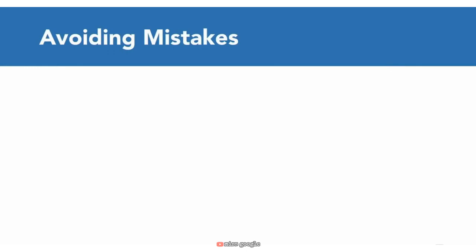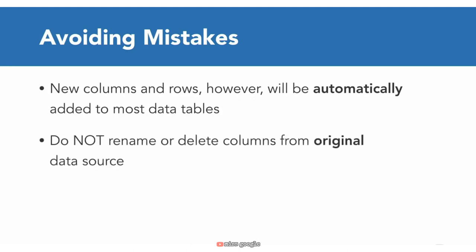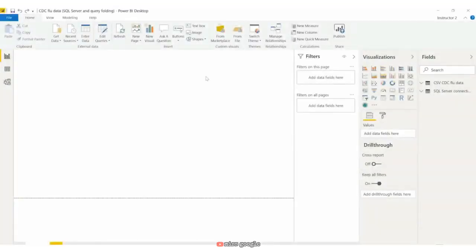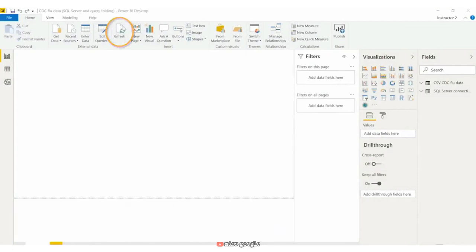While Power BI allows us to easily refresh data and update connection options, we also need to exercise caution to avoid running into issues or errors. The query automatically adds new rows and columns to an existing data set when we refresh it. However, if we rename, delete, or change positions with the columns in the data source, this will error out the refreshing process. We refresh our CDC Flu Data Power BI desktop file manually by hitting the refresh button at the top. We see it updates both of the connections.